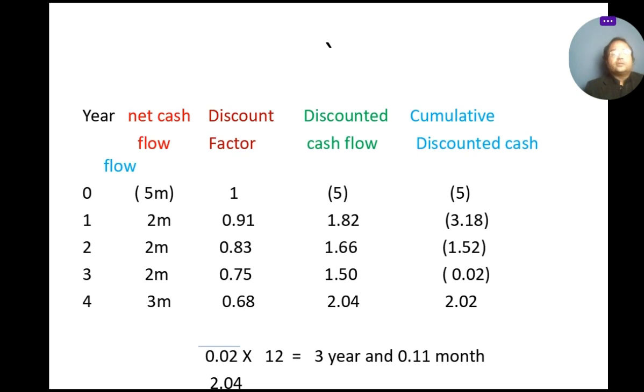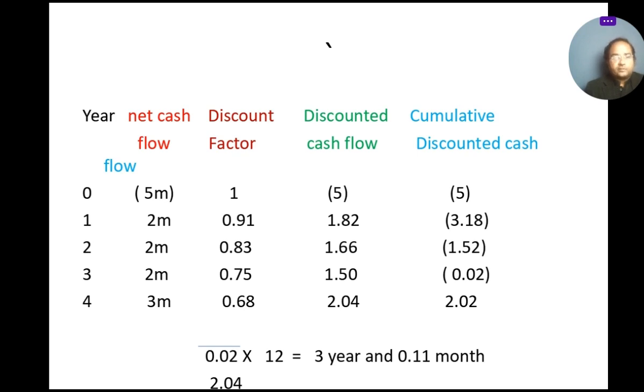In the fourth year, your cash flow is 3 million. Your fourth year 3 million positive cash flow, the value of that cash flow is 2.02. So 3 million into 0.68, that is the discount factor, you multiply both of them, you get 2.04, and your positive cash flow or profit is 2.02.